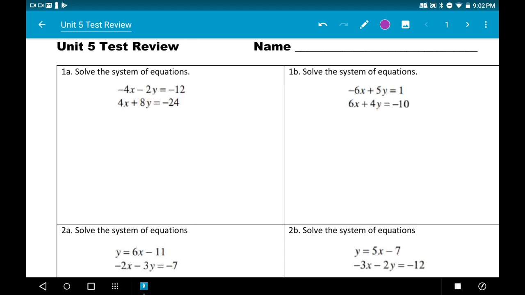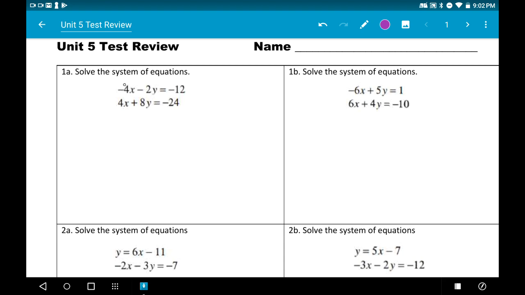Okay, this is going to be the Unit 5 test review. So we're going to start with 1A. This one says solve the system of equations. And if you can see, this one is set up for elimination because the x's are lined up together, the y's are lined up together, the equal signs are lined up, and then the numbers are lined up. So the first thing we want to look for is if we have anything that will cancel out.